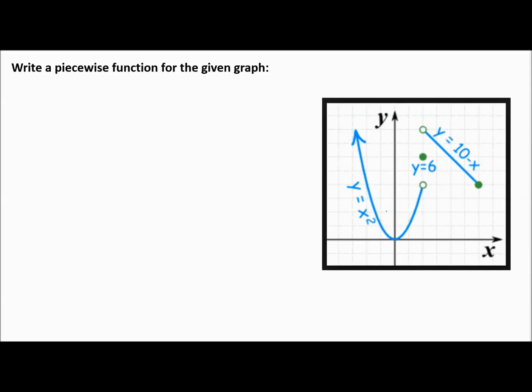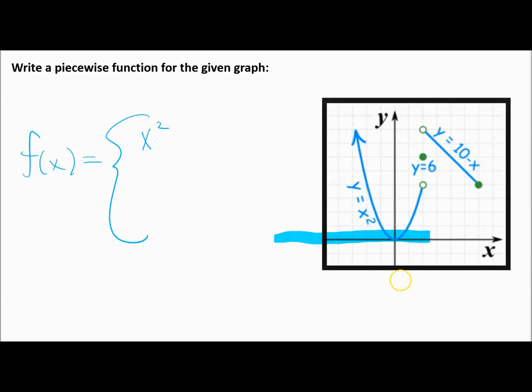So let's just call this something. You can call it f of x or g of x or whatever your favorite letter is for a function. I'm just going to call it f of x. Now, my piece to the left, notice this is a parabola. It's y equals x squared, so all I write down is the x squared. And it looks like the x values graphed are all the way from negative infinity all the way to whatever that value is right there, and I'm going to assume that it's 2.